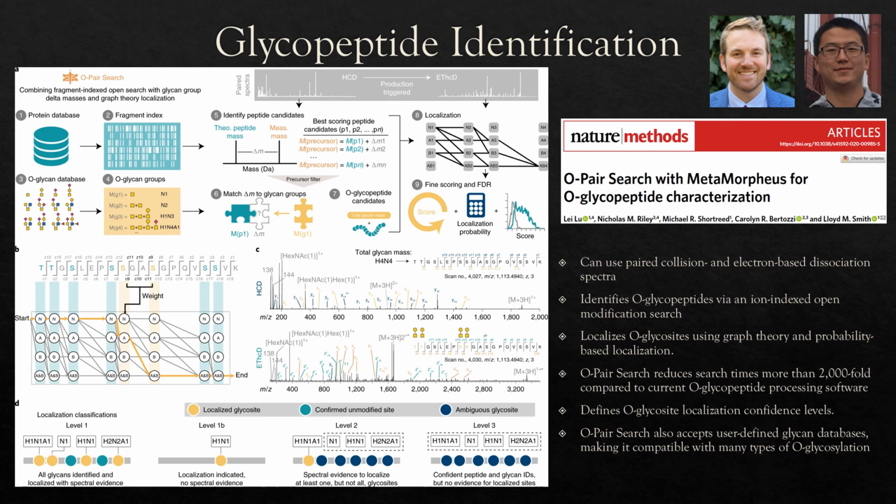One thing that we introduced in this paper was O-glycosite localization confidence levels. And I think that's an important thing for the field to think about, because not all of these identifications are equivalent. Finally, in addition to several available glycan databases in O-Pair, users can use their own database. And so if they have interesting or custom glycosylations, they can search for those things in this software program as well.